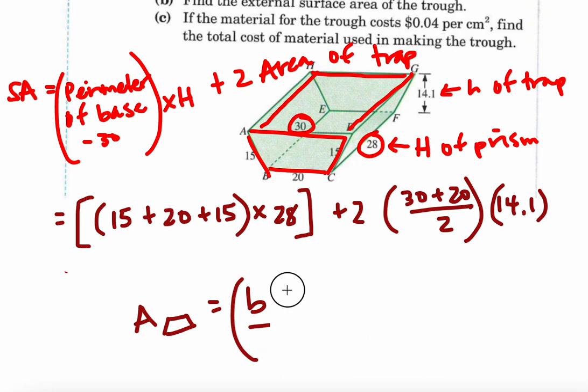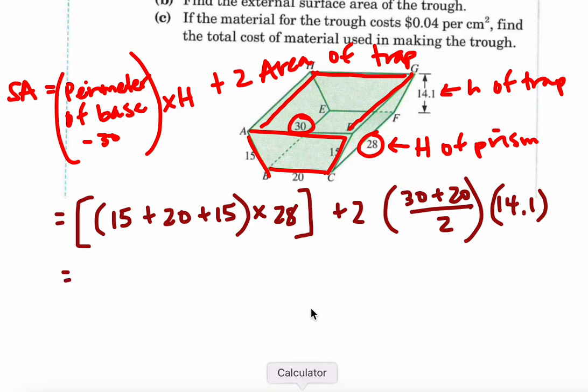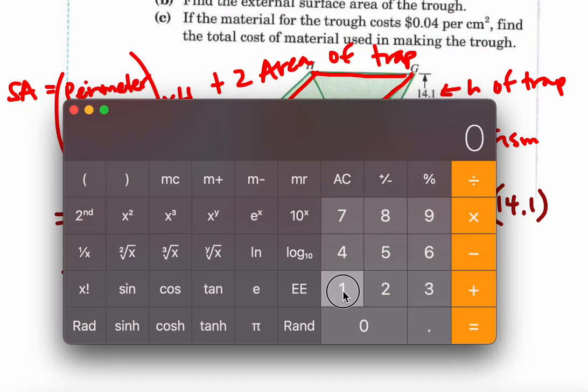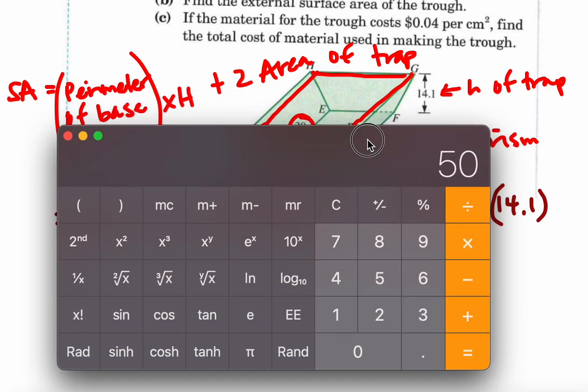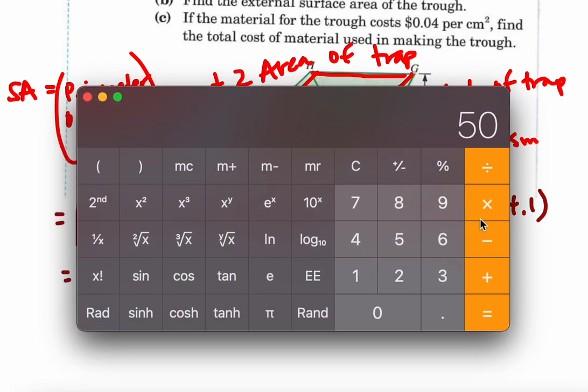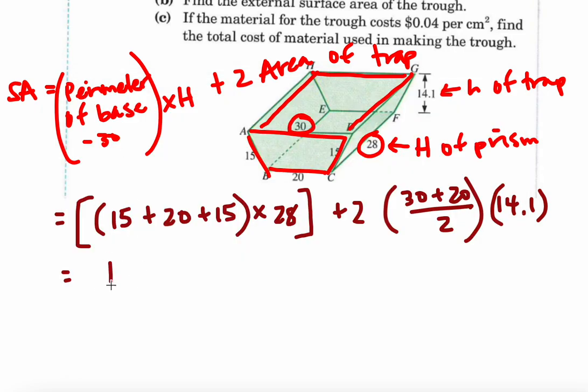Now let's do some work in our calculator so we can get closer to the answer. In my calculator, 15 plus 20 plus 15. 15 plus 20 plus 15 is 50. So that's kind of the perimeter. We got rid of one of the sides. Times 28. Okay, so 1400.